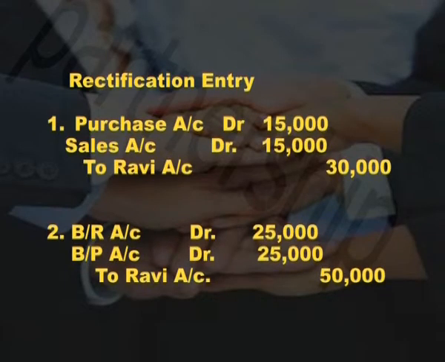Now the rectification entry. First one, purchase account debit 15,000, sales account debit 15,000 to Ravi account rupees 30,000. Second one, bills receivable account debit rupees 25,000, bills payable account debit rupees 25,000 to Ravi account rupees 50,000.